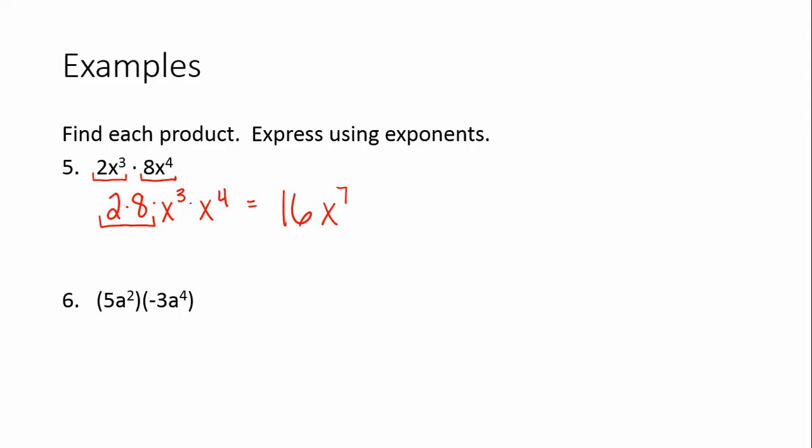Try number 6 on your own using the same rules we just talked about. You don't have to write this step here, just remember what you're supposed to do with your coefficients. So pause the video and then check your answer. 5a squared times negative 3a to the 4th. Remember that parentheses indicate multiplication when there are no addition or subtraction signs in between. So 5 times negative 3 is a negative 15. We multiply the coefficients. And now we need to add the exponents on the variables. A squared a to the 4th, that's going to give me negative 15a to the 6th.